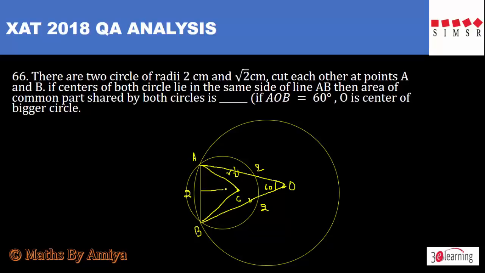If we draw this line, we can definitely say this one is nothing but 1. This one is 1, this one is root 2. So we can easily say this one is nothing but 45 degree. This one is again 45 degree. So this angle is nothing but 90 degree. I hope this one is clear.